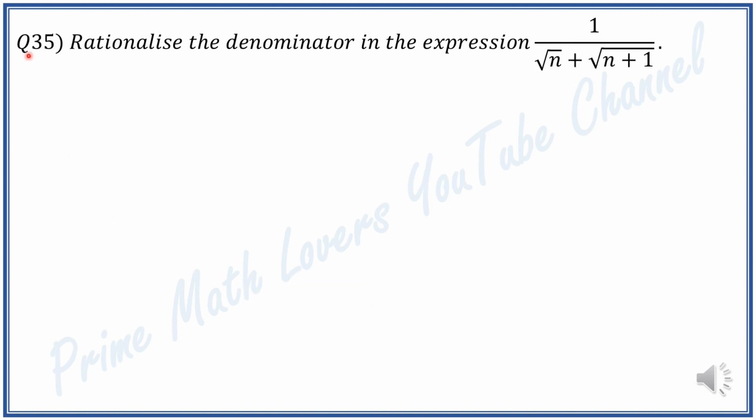Question 35. Rationalize the denominator in the expression 1 divided by square root of n plus square root of n plus 1. To rationalize the denominator of this expression, we'll use the common technique of multiplying the expression by its conjugate. The conjugate of the denominator is obtained by changing the sign between the two terms. So the conjugate of square root of n plus square root of n plus 1 is square root of n minus square root of n plus 1.